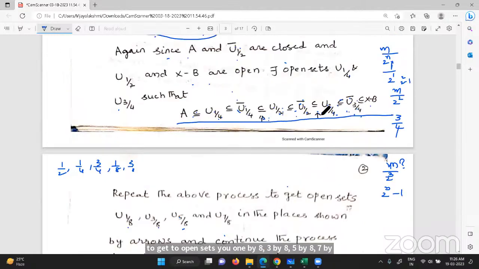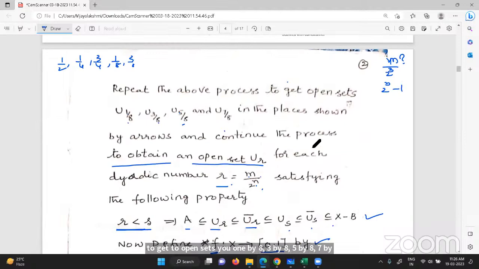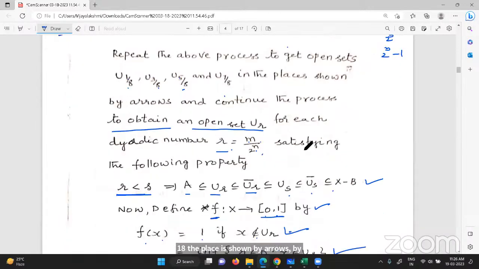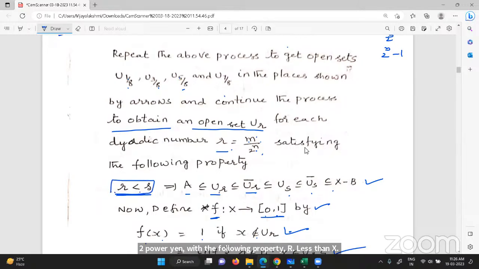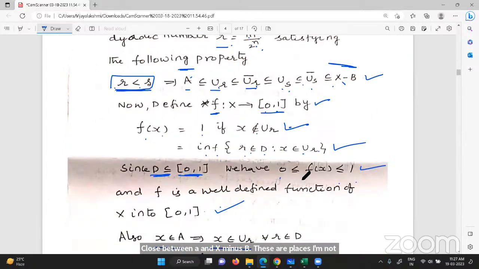Put them where I said the arrows are. By continuing this process, you can find U r for each dyadic number m by 2 power n with the following property: whenever r is less than s, U r is a subset of U r closure, which is a subset of U s, which is a subset of U s closure, between A and X minus B. These places I am not replacing; only in between I am inserting the sets.